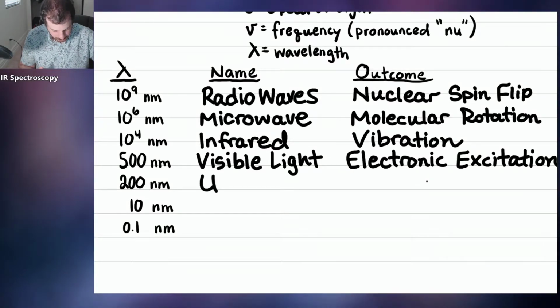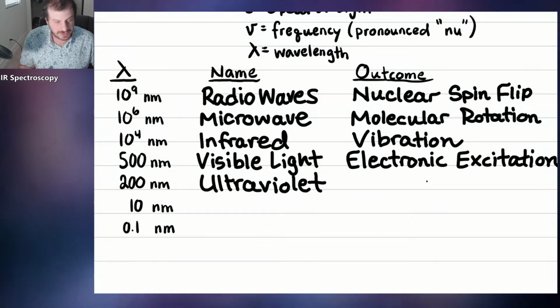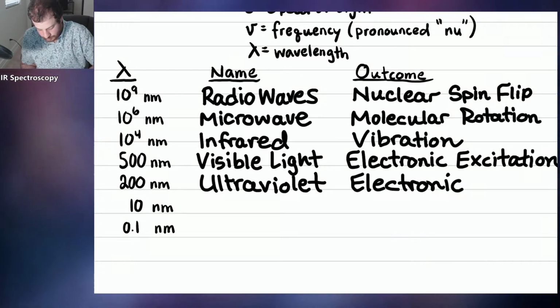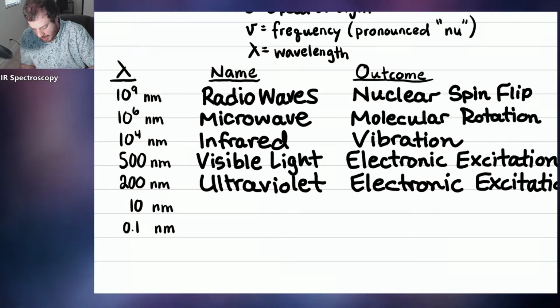Above visible light comes ultraviolet. And now this is where electromagnetic radiation starts to become quite harmful to our bodies. Ultraviolet light also causes electronic excitations. However, because this is a higher energy light, it's able to interact with molecules that have a relatively large HOMO-LUMO gap. Remember, as we increase conjugation, the HOMO-LUMO gap gets smaller and smaller and smaller.